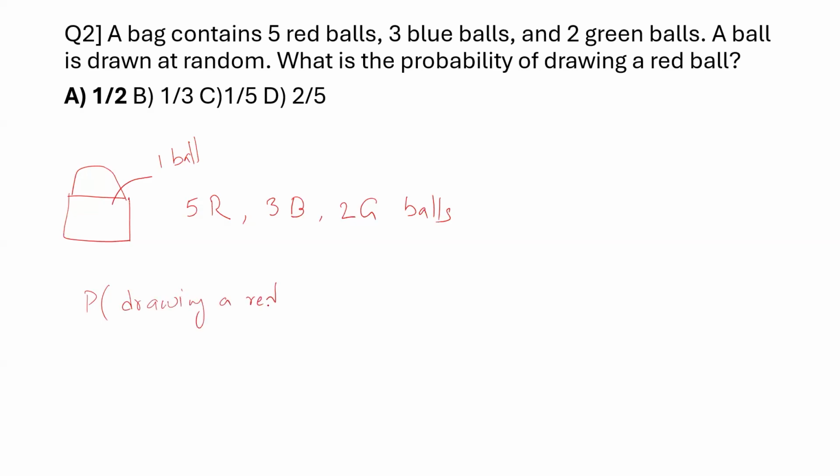So, the probability of drawing a red ball. You must have known by now. How many red balls are there? 5. So, 5 are red. And how many total balls are there? 5 plus 3 plus 2. That is 10, right? So, 5 upon 10 is 1 by 2. So, A is the correct option. So, how many red are there divided by total balls? That is how you have to compute your probability.